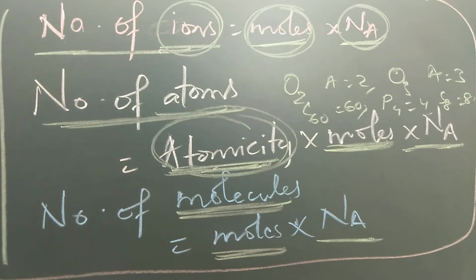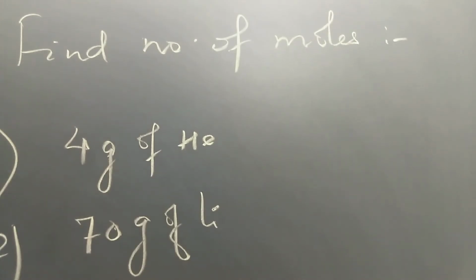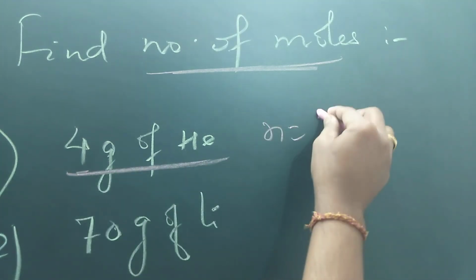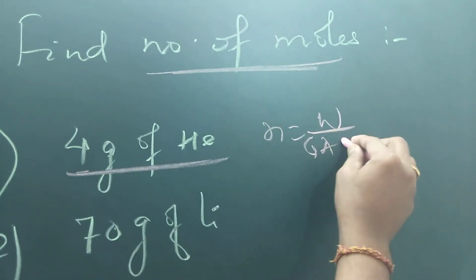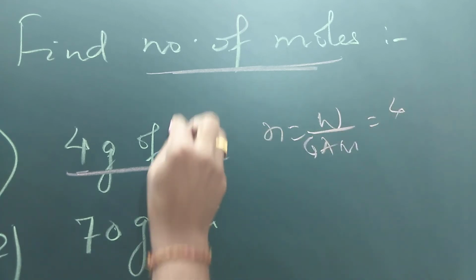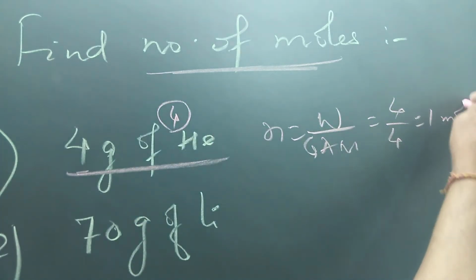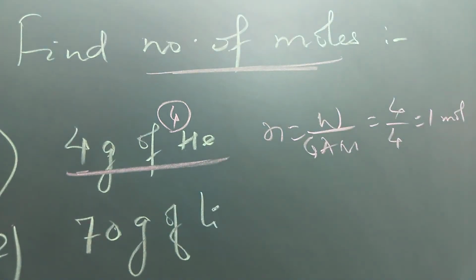It can be ions, atoms or molecules. Now let's see a few examples of how to find the number of moles. So, 4 gram of helium. The number of moles is given by weight by gram atomic mass. The gram atomic mass of helium is also 4. So 4 upon 4, that is 1 mole. 1 mole is there in 4 gram of helium.